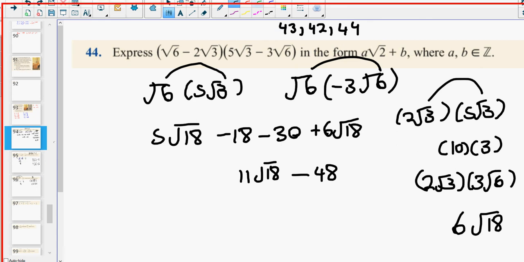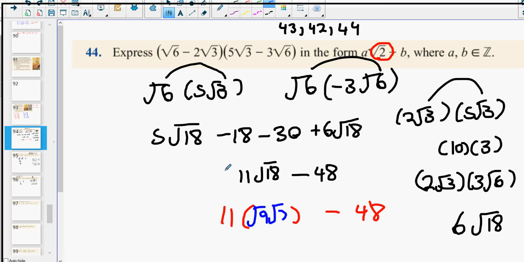Now, thank you. What Shane noticed there was that there's a root 2 in the answer, not a root 18. So Shane says, sir, why don't we do something about that root 18? Doesn't look right to me. What do you say it was, Shane? Root 9 and root 2. What is root 9? 3. And 3 times 11? 33 root 2 minus 48. Is that okay with you guys?